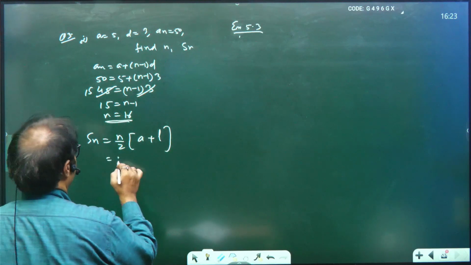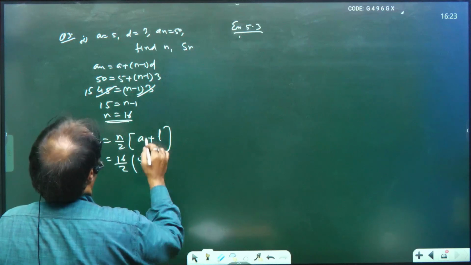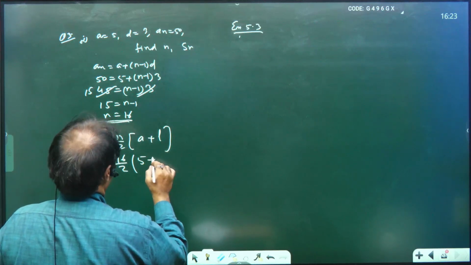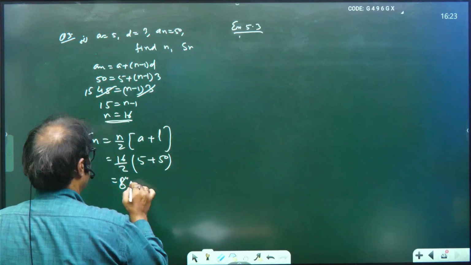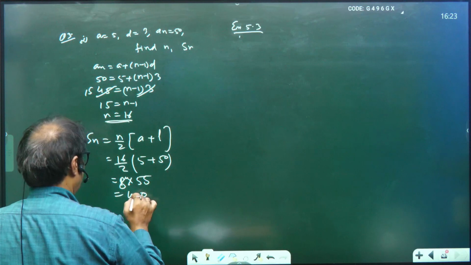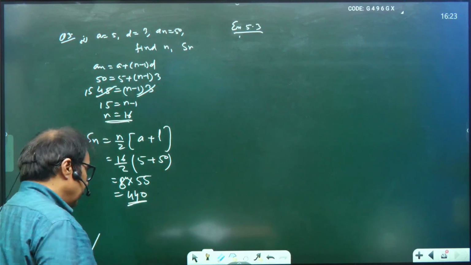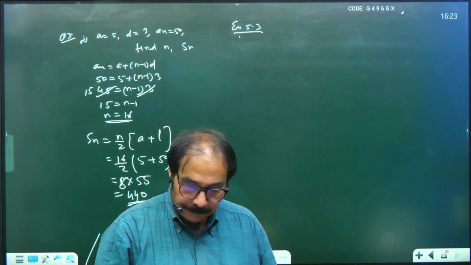So n is equal to 16 by 2, and a is 5, and l is how much? 50. Okay. So this is 16 by 2, which means 8, into 5, 8 fives are 40, and 4 is 44. So this is the answer of this question number, first part, right?